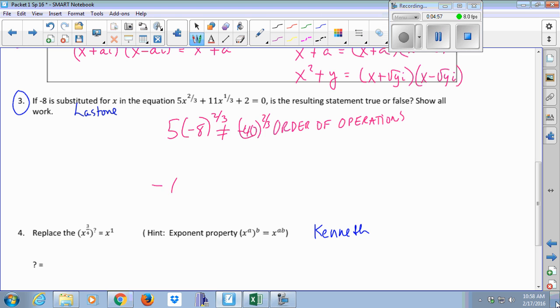And again, negative 8 to the 2/3 says take the cube root of negative 8, and then square it.